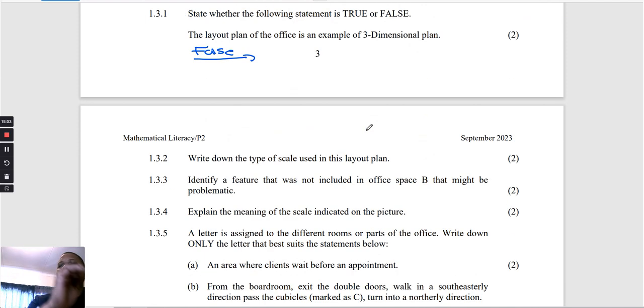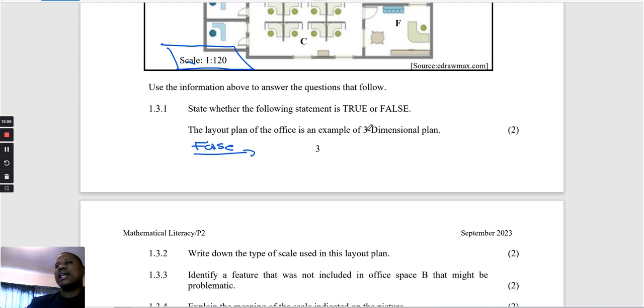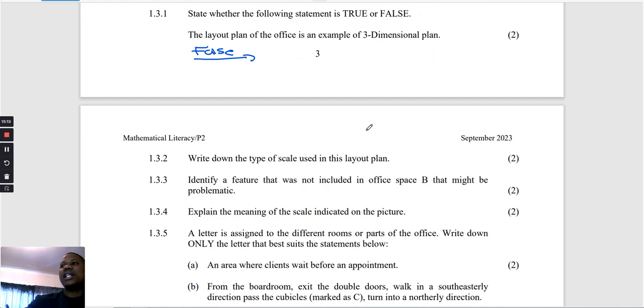Okay, let's go to number 1. Write down the type of the scale used in this layout. If we look at the corner there, there's a scale that says 1:120. So what is the name of that scale? The name of the scale is a number scale. Or if you don't want to say number scale, you're going to say this is a ratio scale.